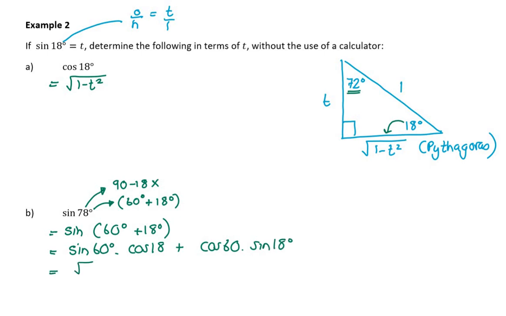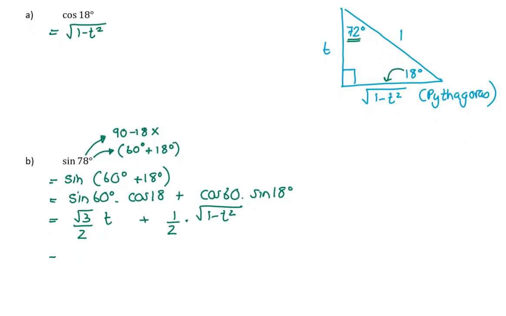So sine of 60 is root 3 over 2, so it's root 3 over 2 times t, plus cos of 60 is a half, and this is root 1 minus t squared. Now, not that it makes it look any prettier, but I would probably just write this with one denominator. So it's root 3 times t plus root 1 minus t squared. So not a particularly pretty answer, but pretty nifty question.